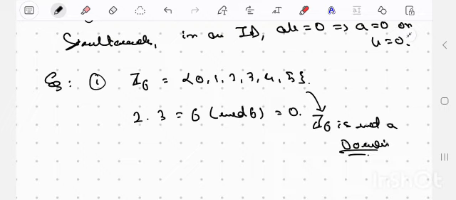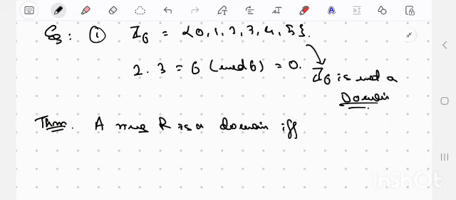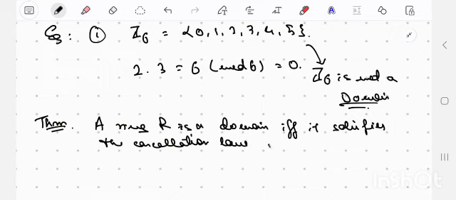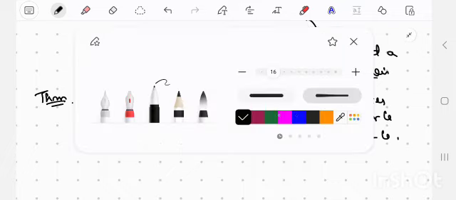Okay. Now observe that, you can consider this to be a theorem. A ring R is a domain if and only if it satisfies the cancellation laws. That is, if RA equals RB, and R is non-zero, then A must be equal to B. Let us see a proof of it.